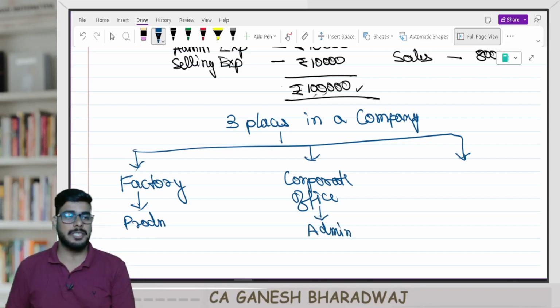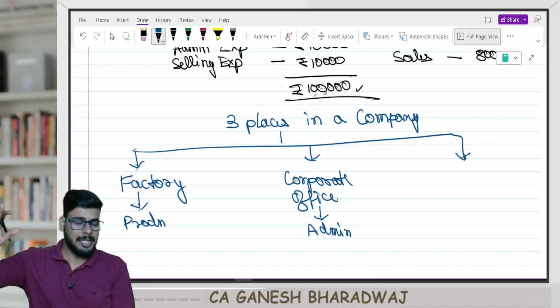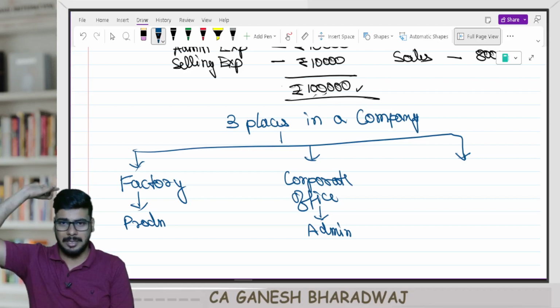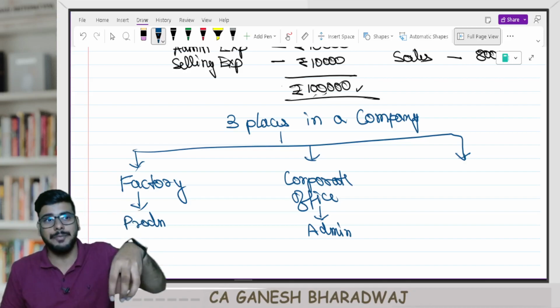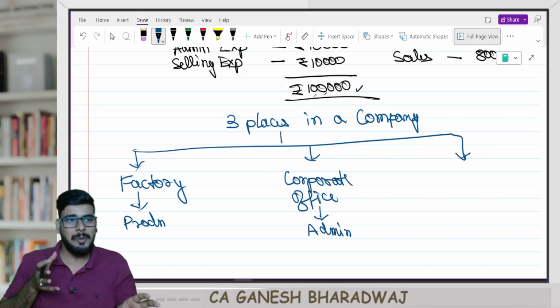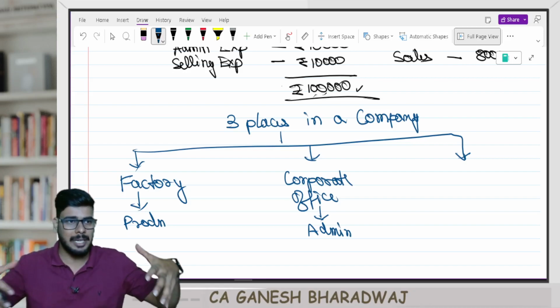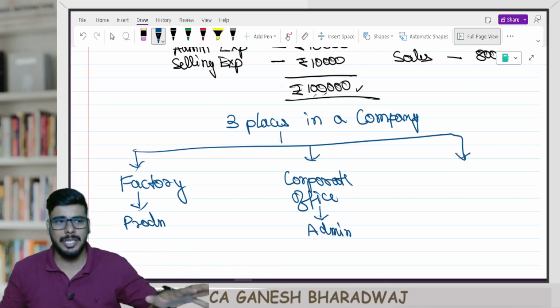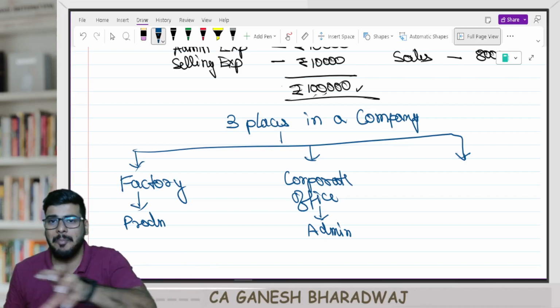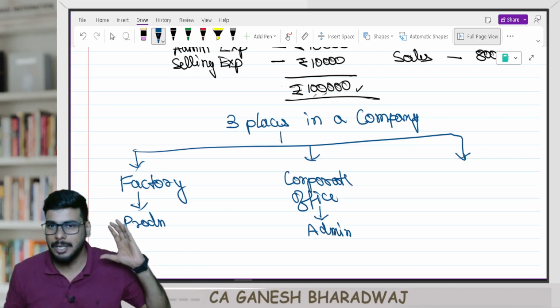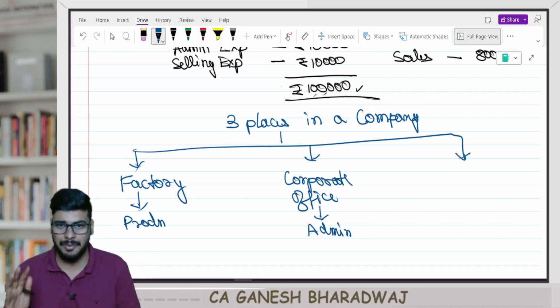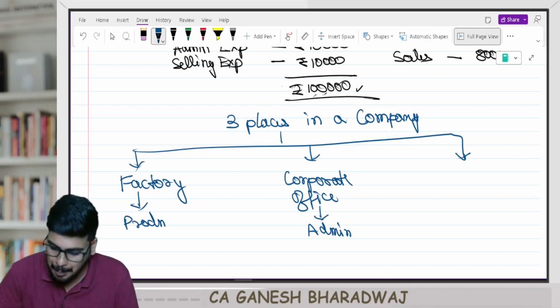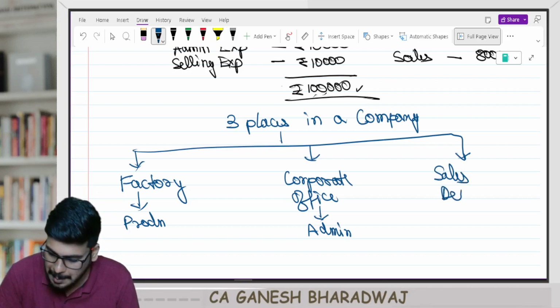So in a corporate office, if you see there's a company called MRF. They might be having a plant somewhere in the outskirts of the city, but their corporate office will be somewhere in the heart of the city. There will not be production happening, right? They will be having an AC office where the accounts team, the top management, the board of directors will be sitting. Are you clear with this? So basically, administrative activity happens in a corporate office.